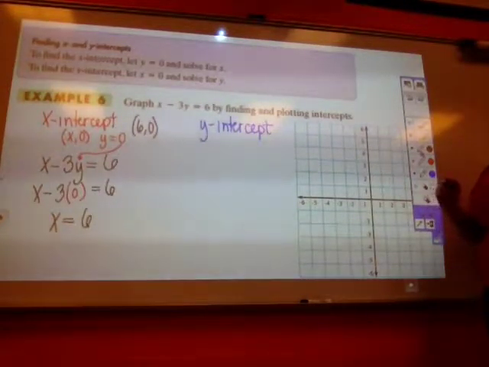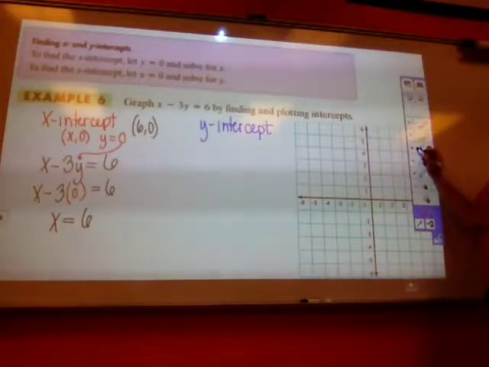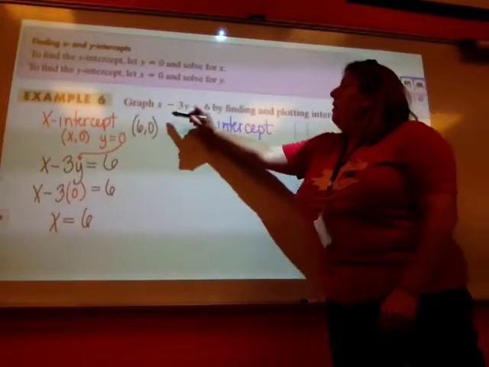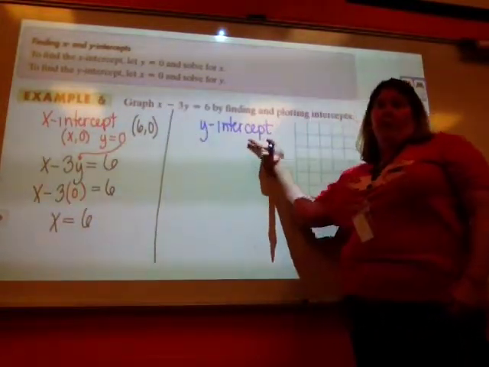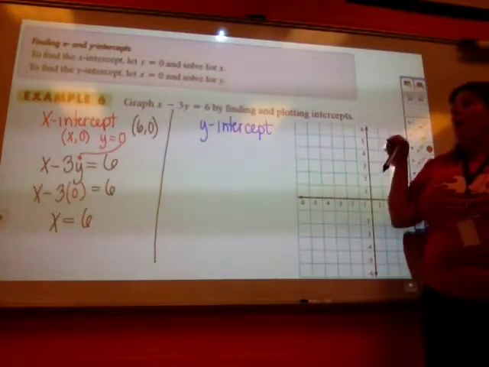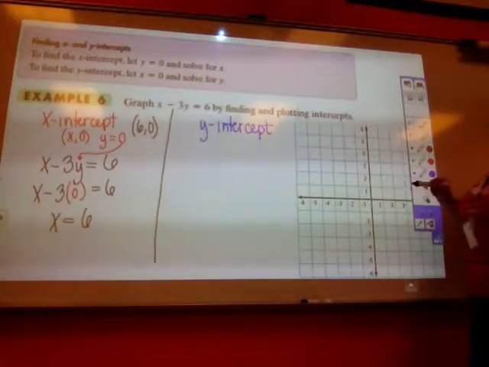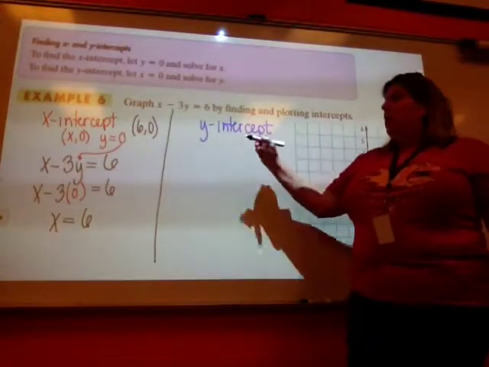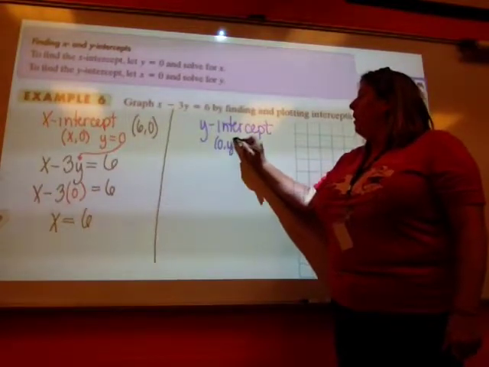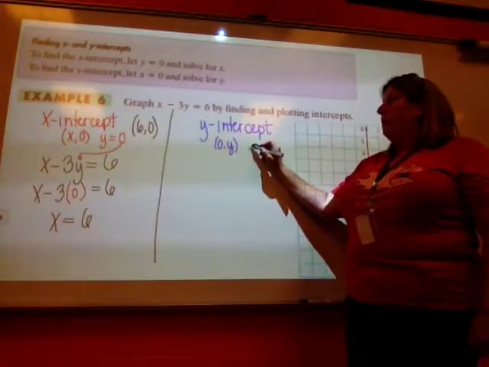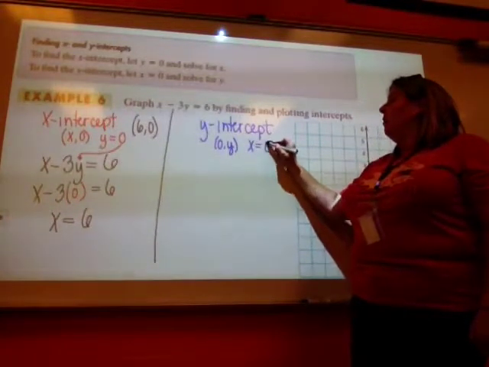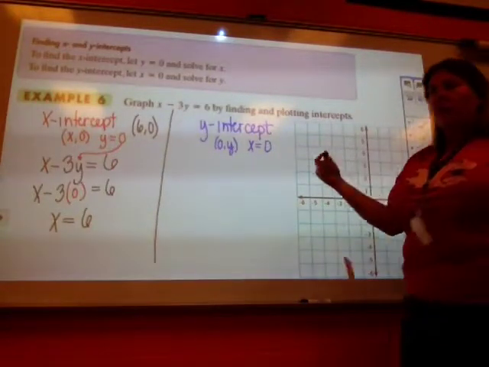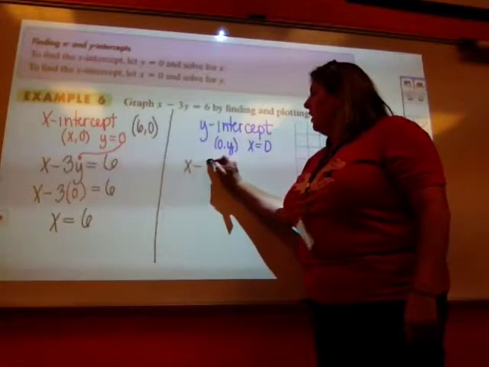Everybody with me? So far, so good? All right, now I've got a whole separate one to do. I have to find my y-intercept. When we find our y-intercept, what do we know about the ordered pair? It's going to be 0, comma y. So I should let x equal 0. Everybody agree with that? Same equation, because I'm not changing lines.